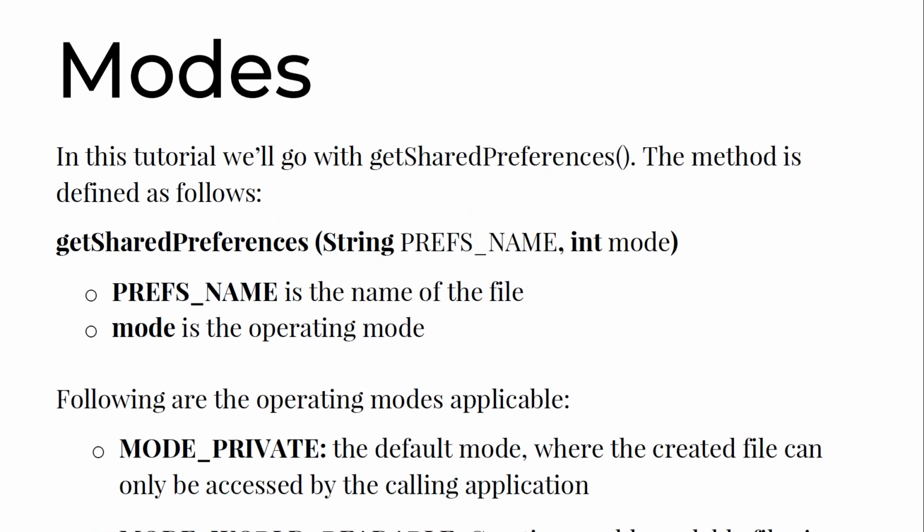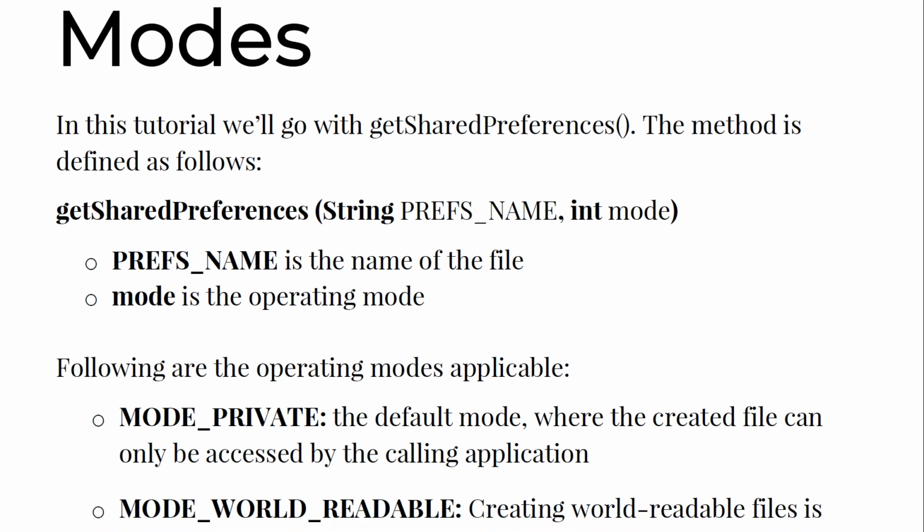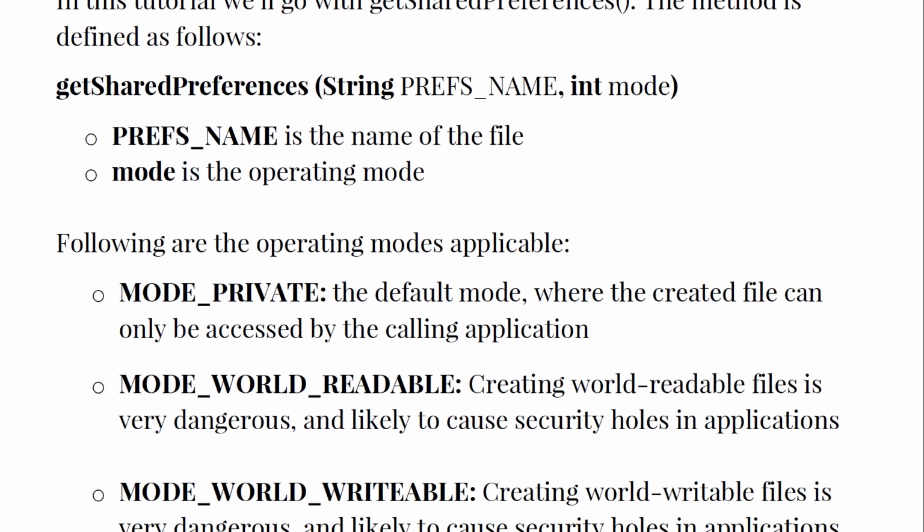And the modes. Now we will see everything clearly in Android Studio. So we are going to create an Android app that clarifies all of these concepts. In this tutorial, we will go with the getSharedPreferences method. The method is defined as follows: getSharedPreferences takes a string preferences name and an integer mode as arguments. The preferences name is the name of the file, and the mode is the operating mode.